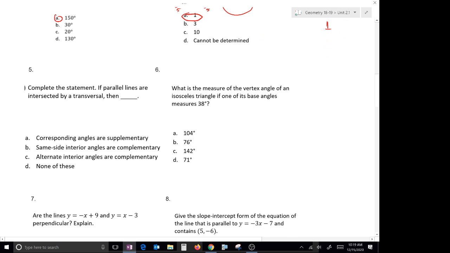Number 5. Complete the statement. If parallel lines are intersected by a transversal, then blank. Corresponding angles are supplementary. Nope. They are congruent.